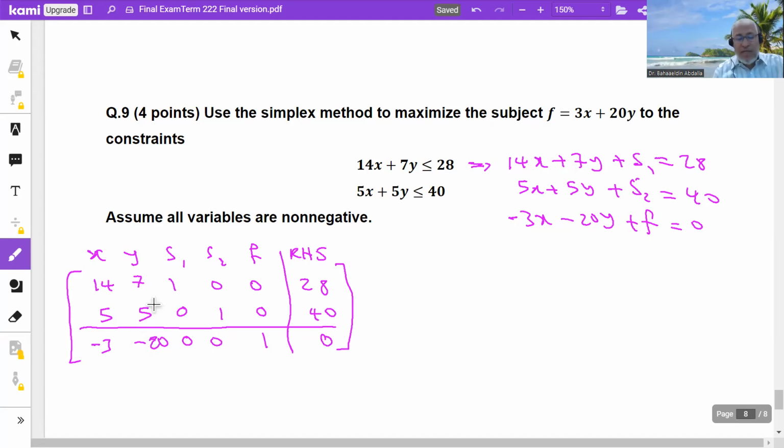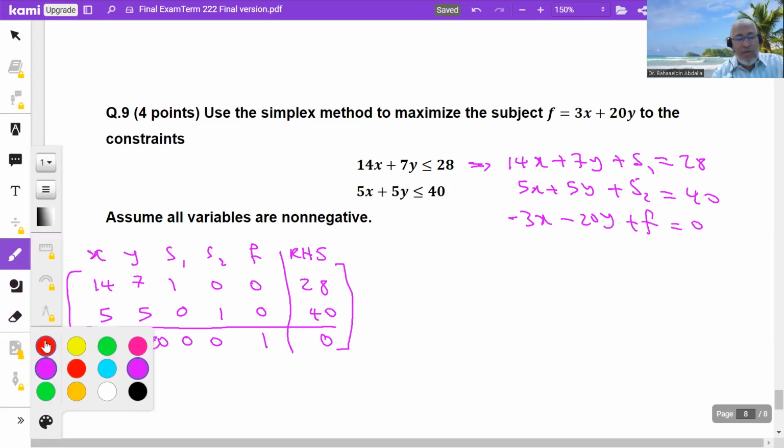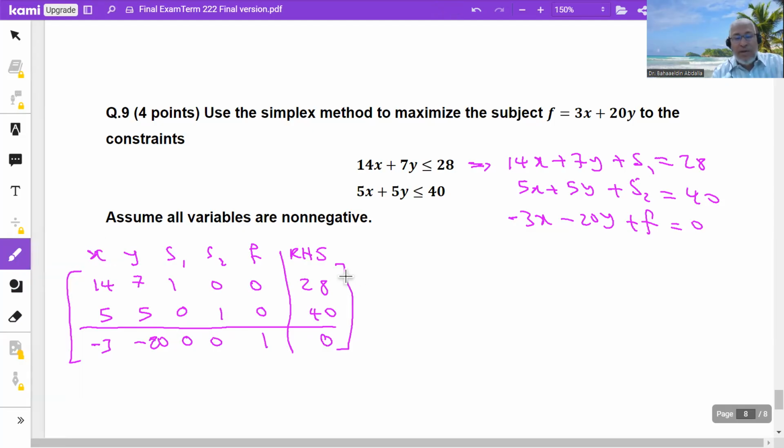Now we have to find the pivot element, and we do a pivoting operation. How to do that? The most negative number in the objective row: we have negative 3, negative 20, which is smaller, negative 20. So this would be the pivot column. To find the pivot element, we divide 28 by 7, that's 4, and 40 by 5, that's 8. 4 is smaller, so this number is the pivot element.